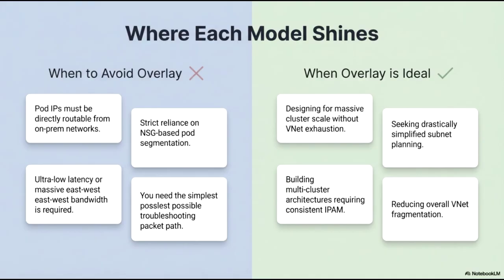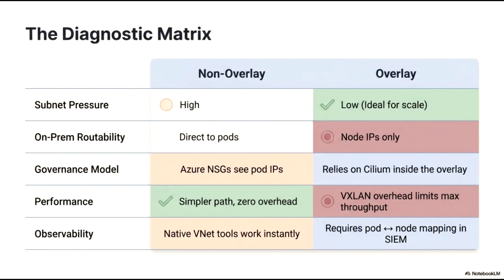scale efficiently and predictably. The diagnostic matrix provides a direct comparison between non-overlay and overlay networking models across 5 critical dimensions. Starting with subnet pressure, a non-overlay approach creates high demand on your address space because every pod consumes a VNet IP. In contrast, an overlay model maintains low pressure, making it the ideal choice for large-scale deployments. Regarding on-prem routability, non-overlay allows for direct routing to pods, whereas an overlay model restricts visibility to node IPs only.